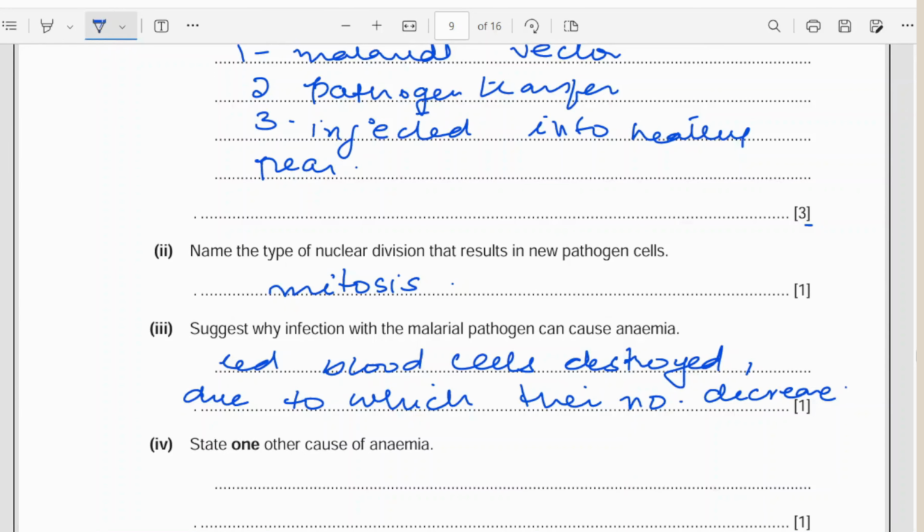State one other cause of anemia. Another cause, iron deficiency. Iron deficiency. No, that is another type of anemia. That is something else.